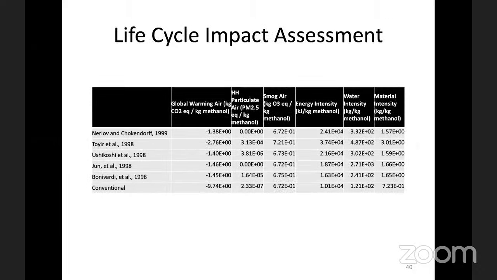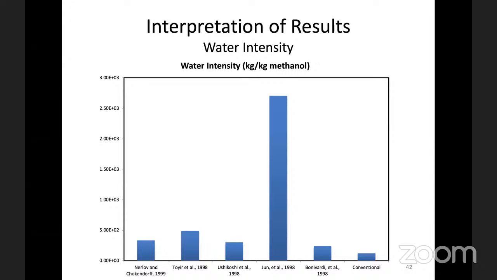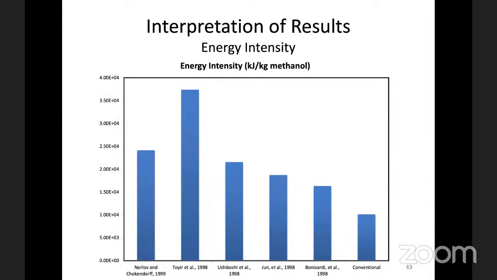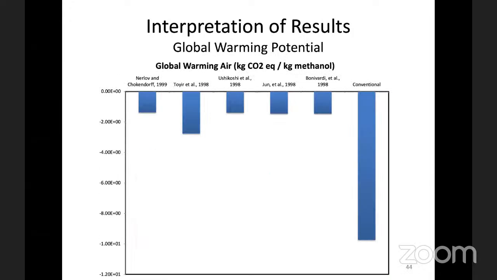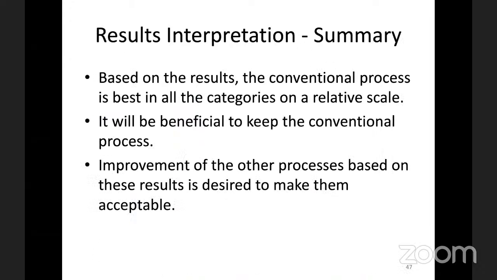So the life cycle impact assessment results calculated using the previous slide give these, and interpretation of results in terms of material intensity. You can compare the different processes based on material intensity. You can look at the water intensity, the energy intensity, and the global warming potential. Also the human health impacts and smog formation potentials. Based on the results, the conventional process is the best in all categories on a relative scale. This is your interpretation. It will be beneficial to keep the conventional processes, and improvement of other processes based on these results is desired to make them acceptable.